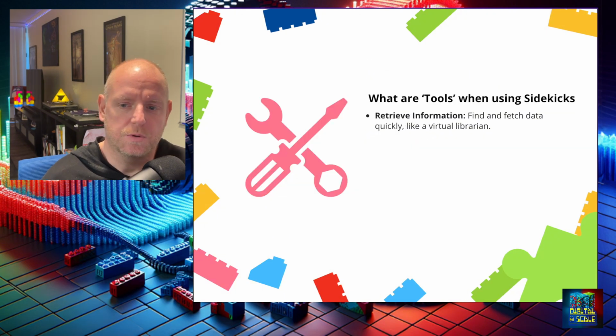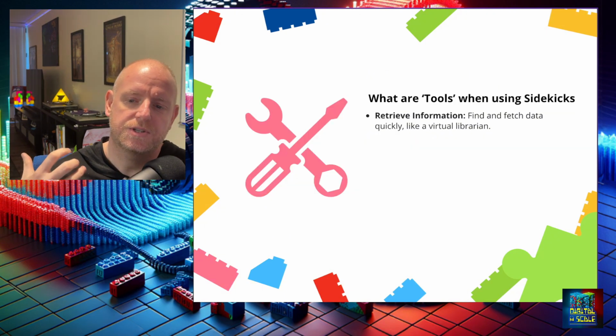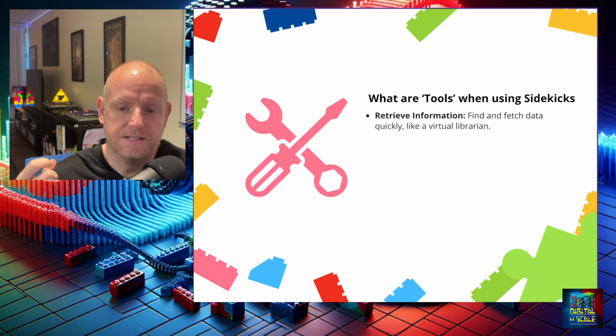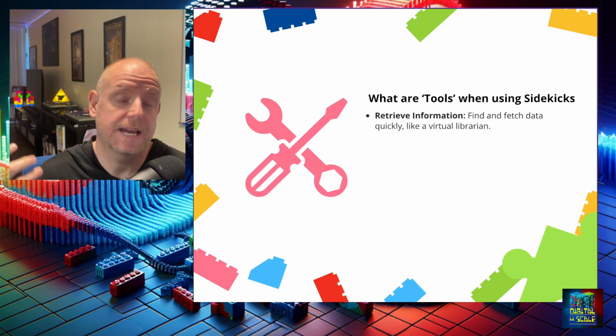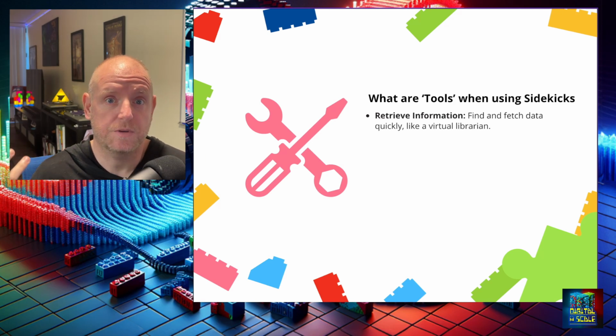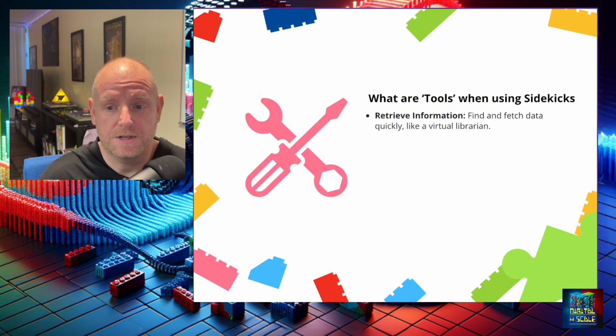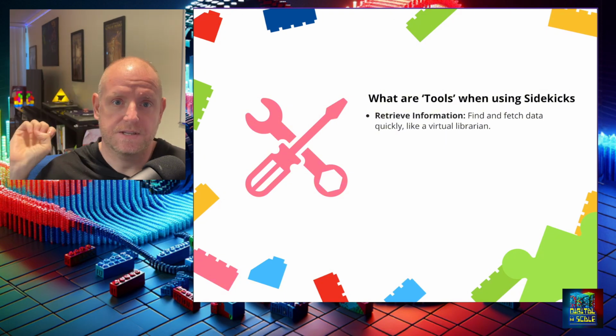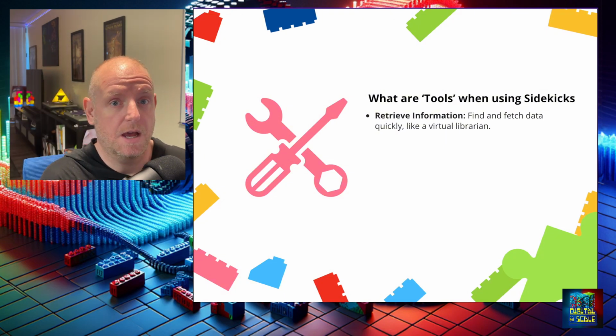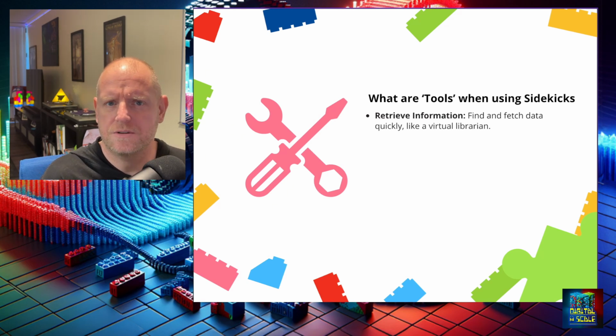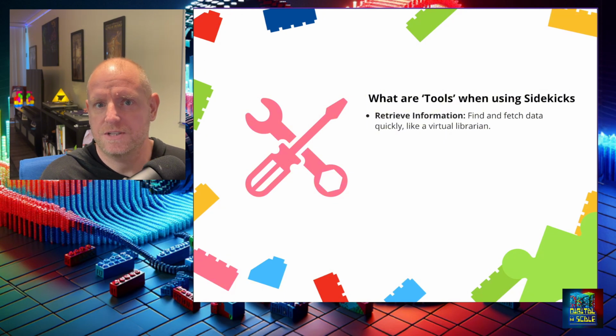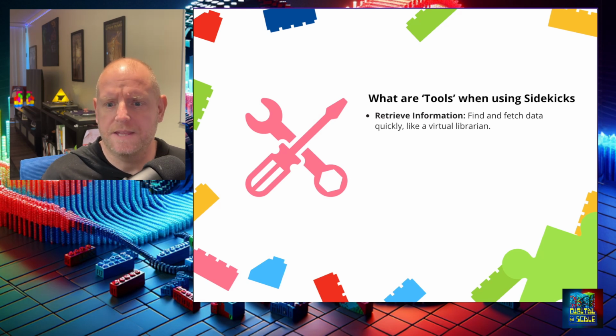So what are tools? Tools are essentially, when you're using sidekicks, there's a lot of different types of tools. There's tools to retrieve information. So for instance, go and grab this information from a database or a third party like your Google Calendar and get it for you. It could also be used to search for information inside of a PDF or inside of a larger data set. That's one way that they can be used.